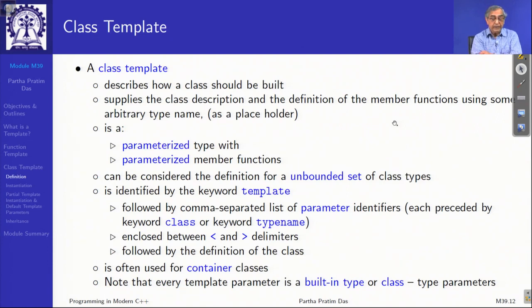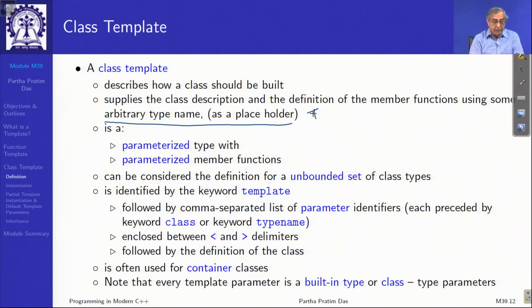So, a class template describes how a class should be built, its data members and interfaces. It supplies the description and definition of the data members using some arbitrary type name, like the T we just saw. So, it is parameterized with type, with parameterized member functions, and it can be considered an unbounded set of class types, because you can have unbounded instantiations for the type T, the type variable, and for every such type you will have a class being generated from the same template.